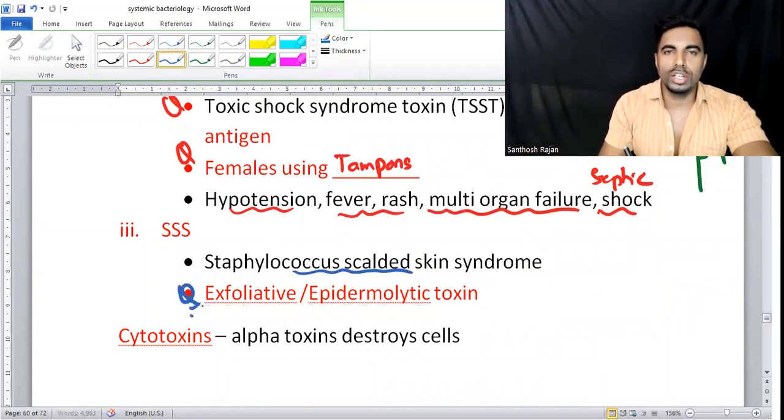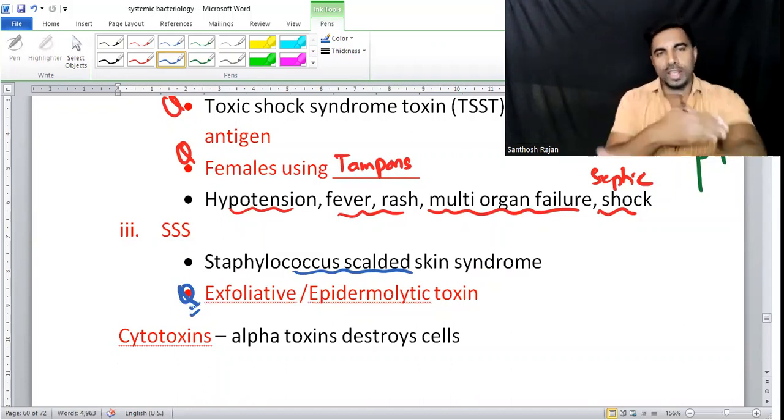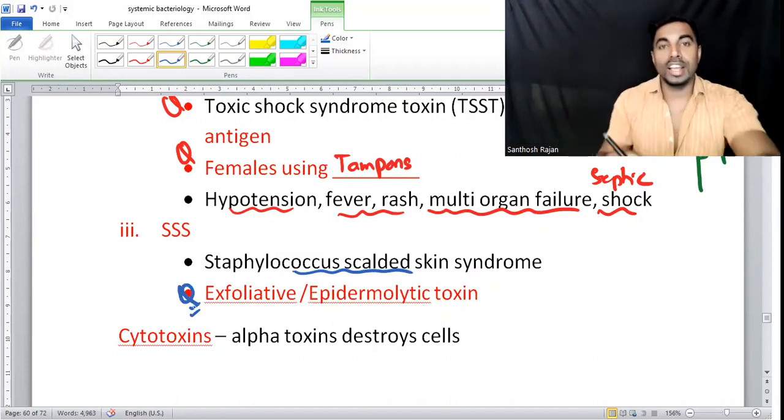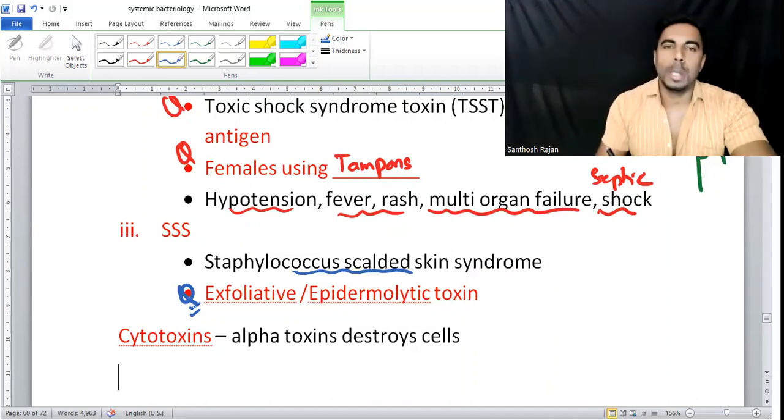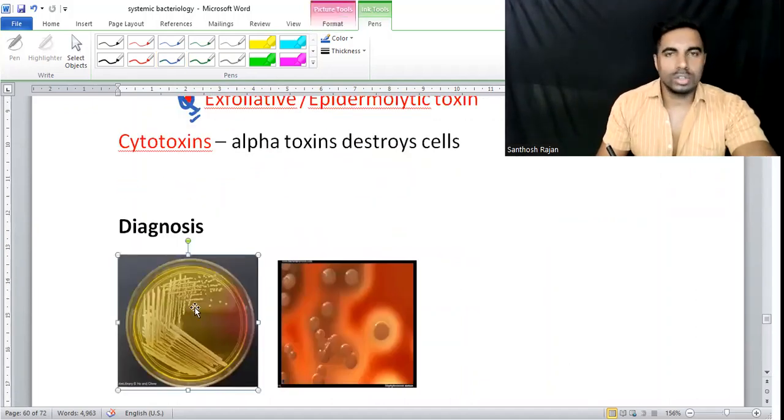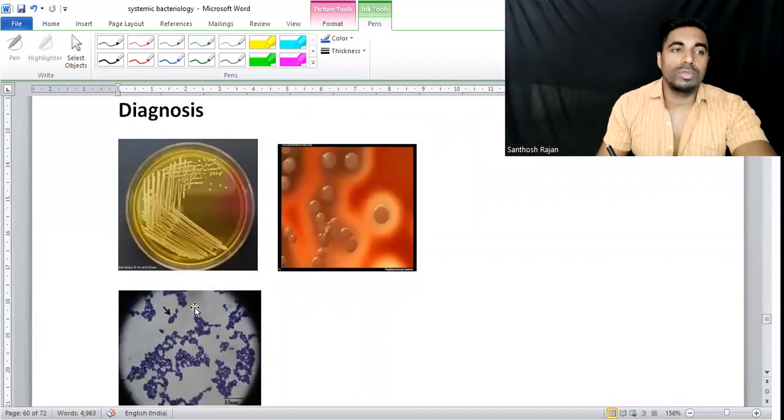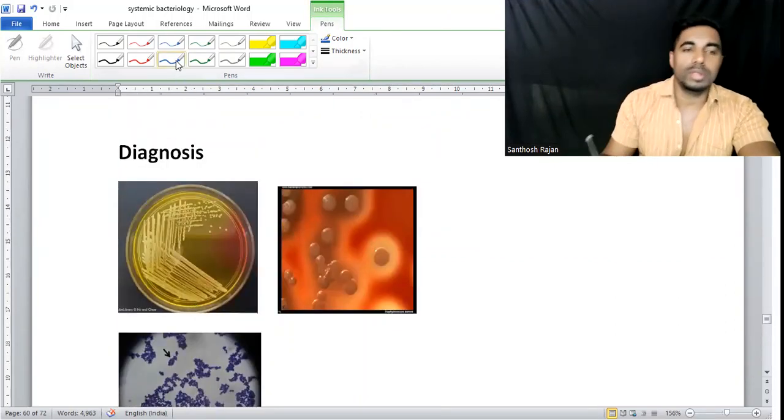The toxin name is important. It's caused by exfoliative toxin or epidermolytic toxin. Exfoliative: the skin is getting exfoliated. Exfoliative or epidermolytic toxin. Also one of the dangerous diseases. Okay. Now the other things are cytotoxins. Now we go to diagnosis. From the diagnostic point of view, as I told you, again, I'm repeating it.